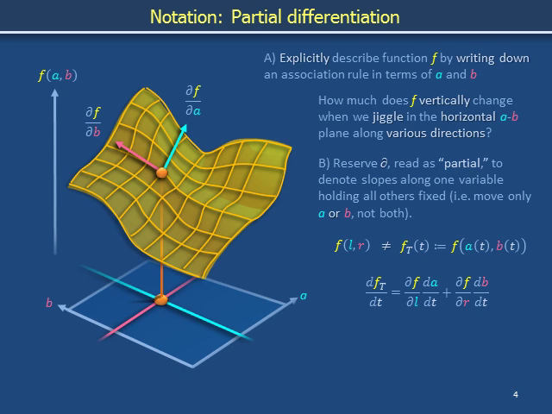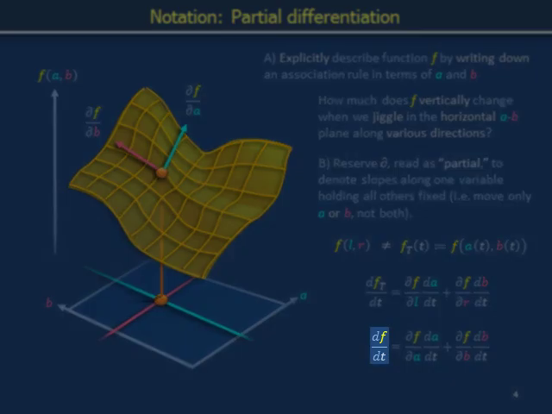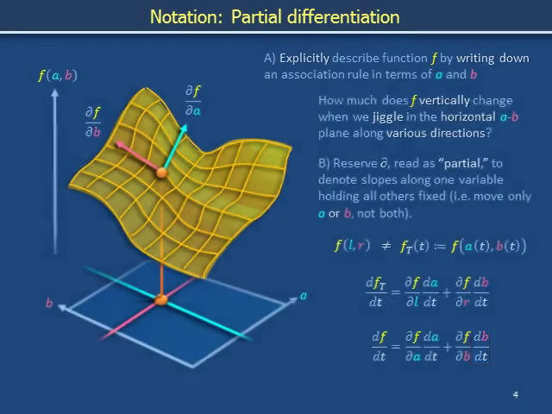Compare this format with the style most people use to write down the same idea. They reuse symbols all over the place to mean slightly different things that are just similar enough to be confusing. This equation is read: derivative of f with respect to t equals partial derivative of f with respect to a times derivative of a with respect to t plus partial derivative of f with respect to b times derivative of b with respect to t.